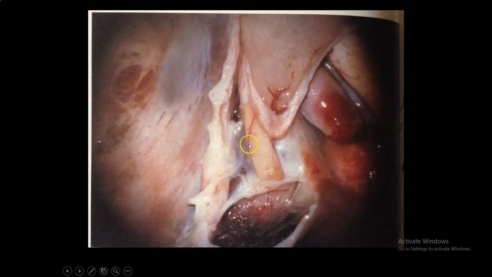This is a view from the left side. This is the left optic nerve from above. This is the left carotid below and lateral to it. And this is the anterior clinoid process. This is the oculomotor nerve in the superior orbital fissure. And this is to show you, as we said, the carotid and the optic nerve are medial to the anterior clinoid. If you remove the anterior clinoid, you remove the lateral wall of the optic canal, and you remove the lateral wall of the clinoidal carotid artery.